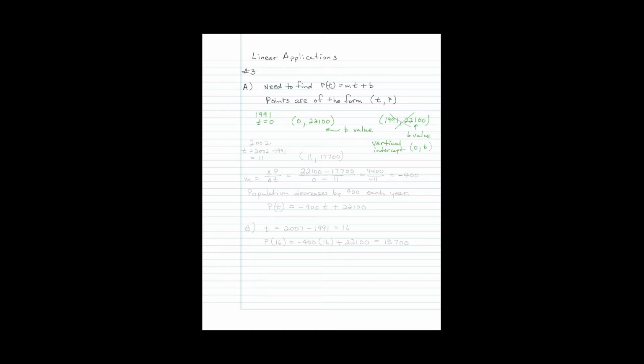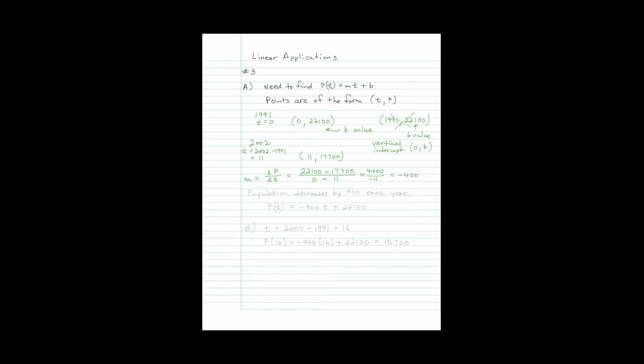Now the second piece of information that was given is that in 2002 the population was 17,700. So the point we get for that year, 2002, is 2002 minus 1991, which is 11 years. So that point is 11, 17,700. So now what I'm going to do is find slope. I need the change in population divided by the change in the corresponding T values. It doesn't matter which point you start with as long as you go in the same order on the top and the bottom. So I'm going to take 22,100 and subtract 17,700. And on the bottom, I'm going to start with 0 then, because 0 and 22,100 went together, and subtract 11. And this gives me 4,400 divided by negative 11, which is negative 400.